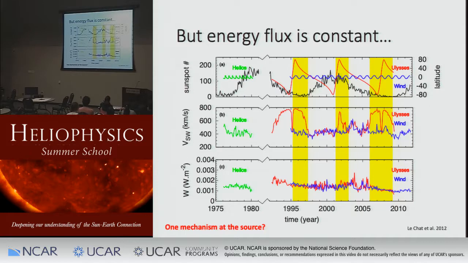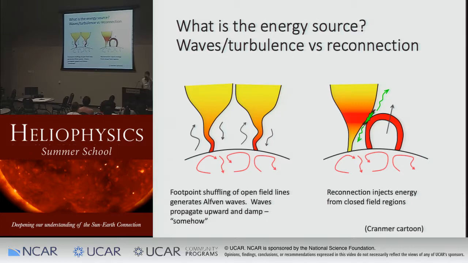Okay. But if you instead compute the energy flux from the solar wind data itself, instead of looking at the wind speed, you see that it's pretty constant between the two spacecraft. The spacecraft that's going over the pole, that's seeing fast wind, is basically seeing the same energy flux input as the spacecraft in the ecliptic plane. So this might make you ask if, in spite of the fact that it looks bimodal, there might just be one kind of mechanism, one energy source, rather than different physics at the source. Okay, so what is that energy source?